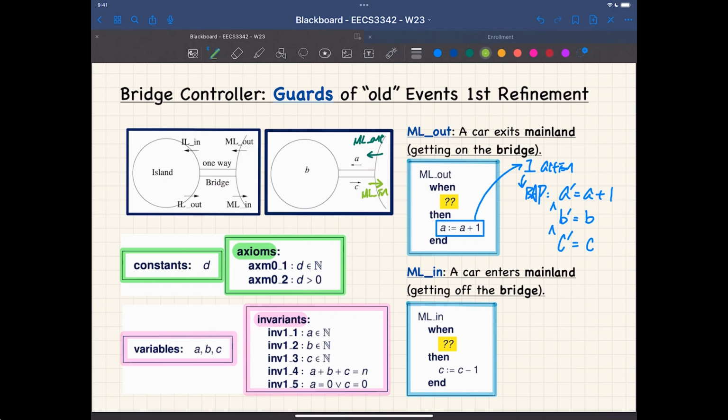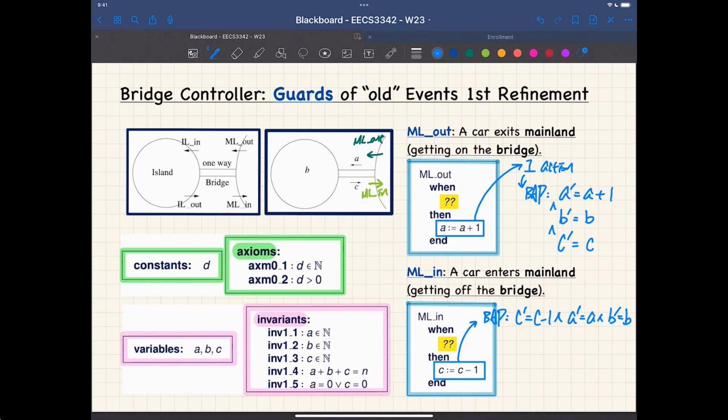Okay, so for this one here, similarly, right, you can see it is decrementing C minus 1. And the before-after predicate, very simple, C prime equals C minus 1, and what's really implicit? A and B, so they don't really change, right? A prime equals A, and B prime equals B. Okay, that's the before-after predicate. Let's get that part straight first.